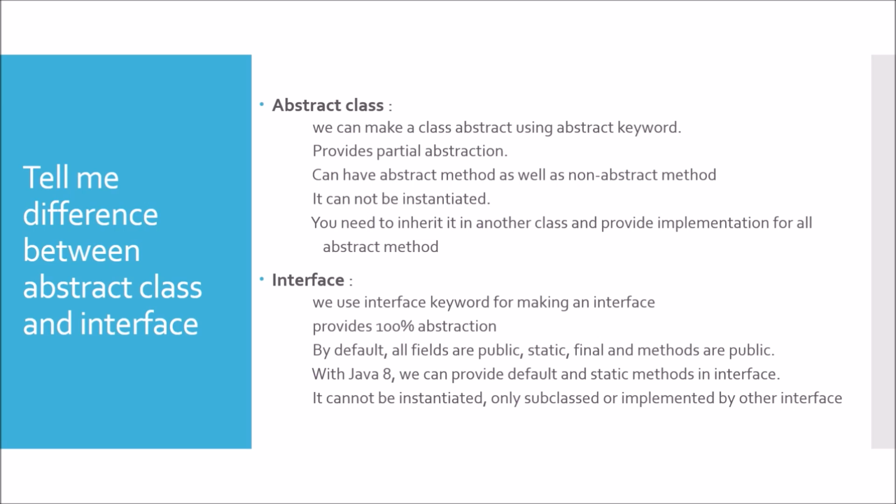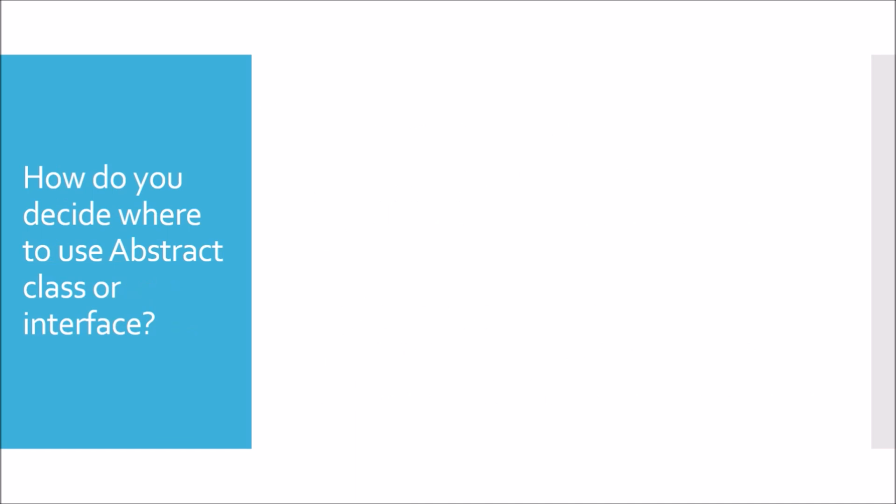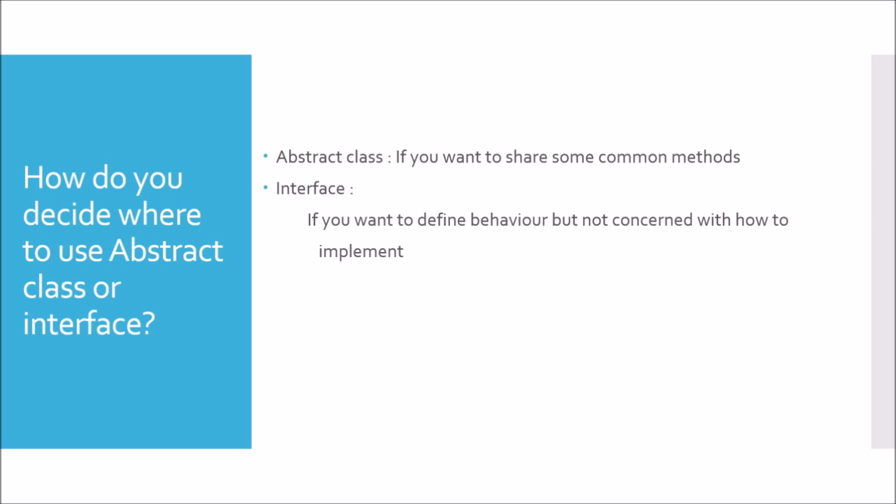Moving to next question. How do you decide whether to use abstract class or interface? Abstract class: if you want to share some common methods, put them in an abstract class. And in case of interface, if you want to define behavior but are not concerned with how to implement that behavior, make it an interface and provide only method signatures. Or if you want to take advantage of multiple inheritance, then also you can use interface.